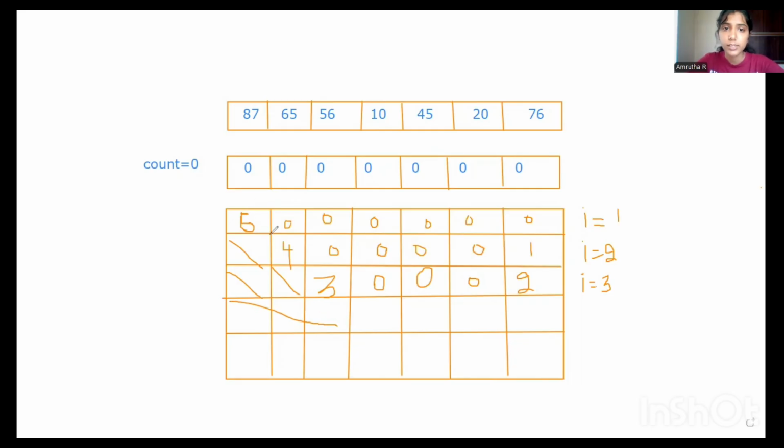Now we have the positions of 87, 65, and 56. Let us start with 10. 10 and 45 will be compared. 45 is greater, so increment the count of 45 to 1. 10 and 20 is compared. 20 is greater, so increment the count of 20. 10 and 76 is compared. 76 is greater, increment the count of 76 from 2 to 3. And this is our fourth iteration. This remains to be 0.